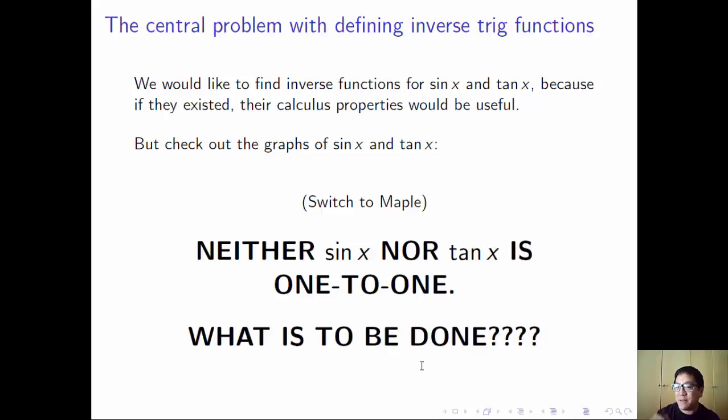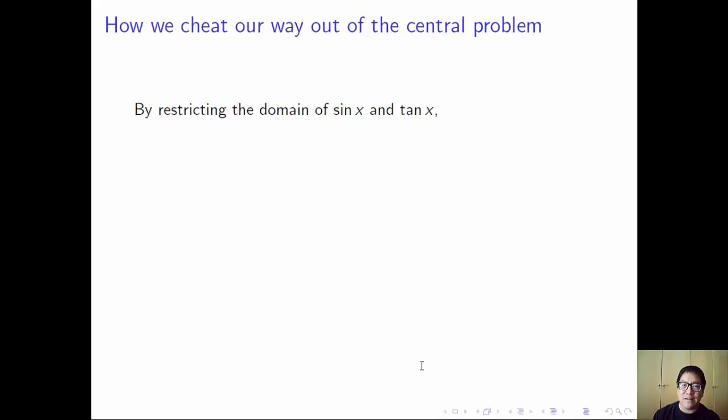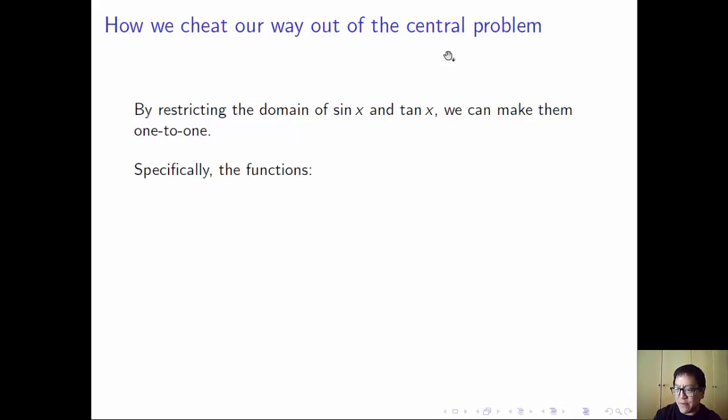All right, so what is to be done about that? How can we possibly fix that? Well, as you might have seen from the titles at the beginning, we're going to cheat, but it's in the best possible way. So the point is, by restricting the domain of sine x and tan x, we can actually just force them to be one-to-one. To be specific, and it's a little bit arbitrary the way we've done this, but this is standard, so everybody does it, so you might as well do it too.